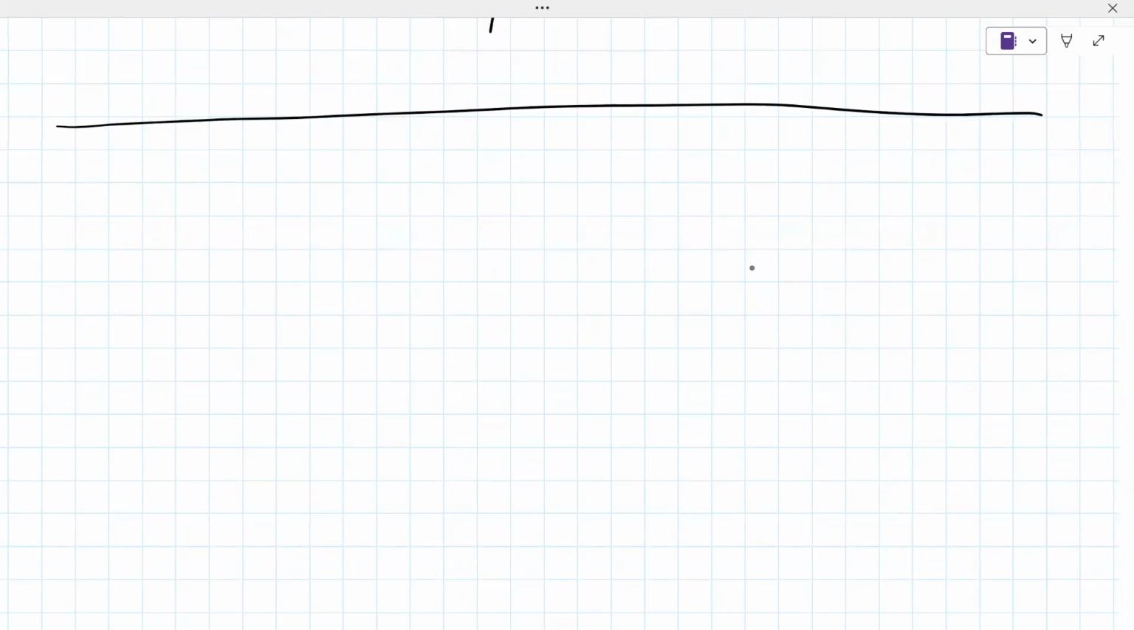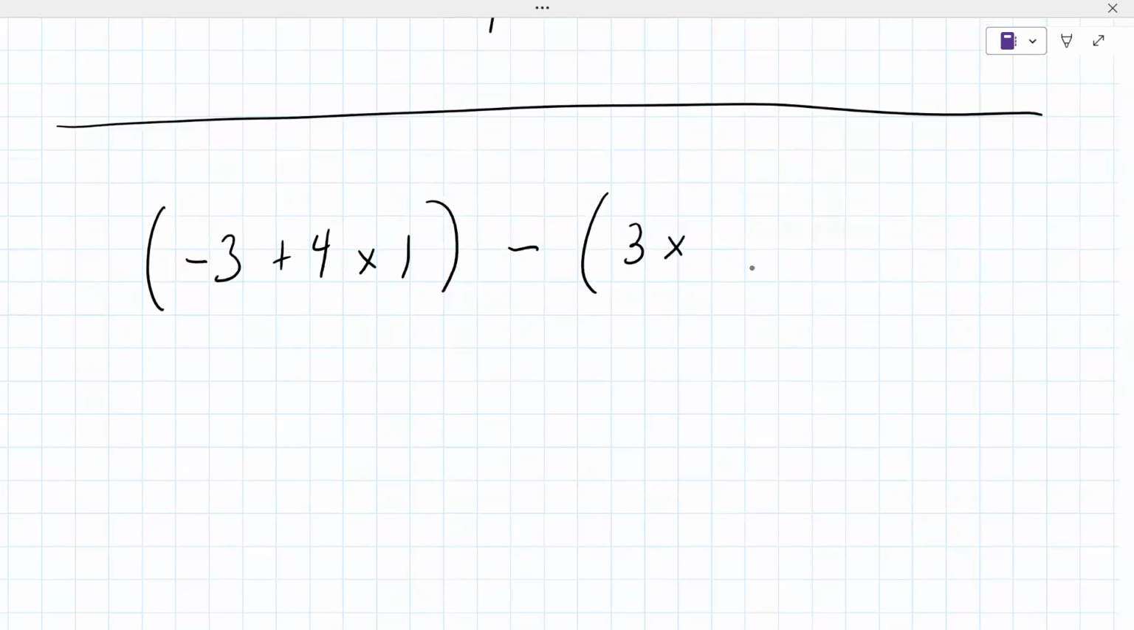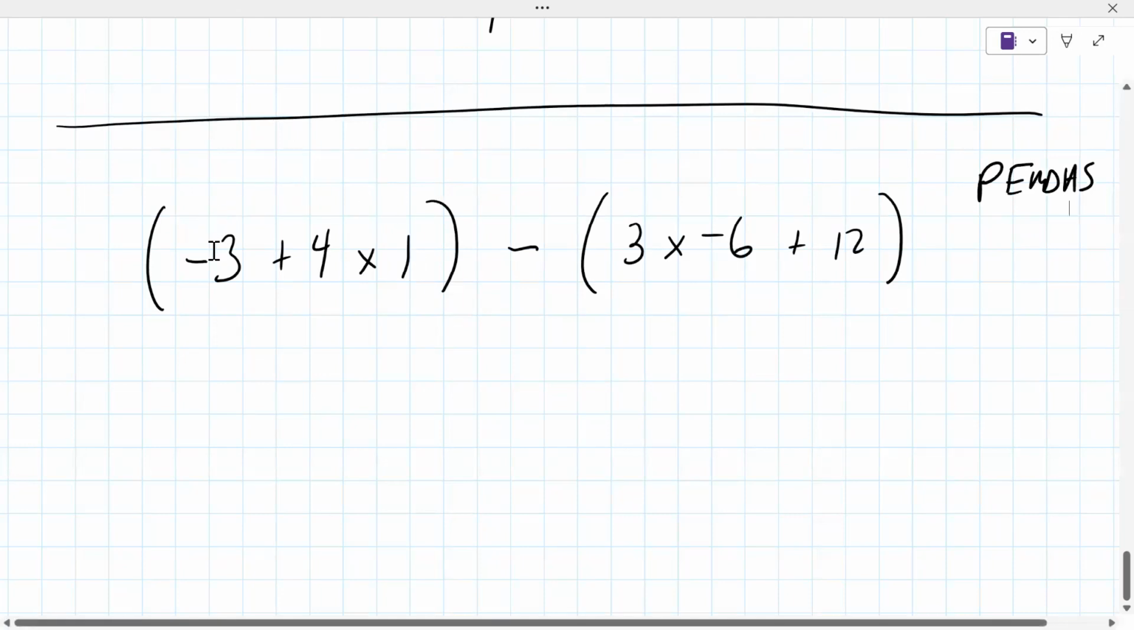All right, so we haven't done much with parentheses today, but let's do a few of those. Let's say it's minus 3 plus 4 times 1, minus 3 times negative 6 plus 12. So where do parentheses fall in the order of operations? The beginning. So you do what's inside parentheses first. Look inside this first set of parentheses and what operations do you see?